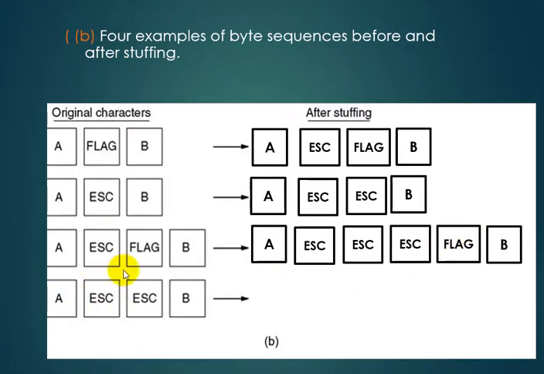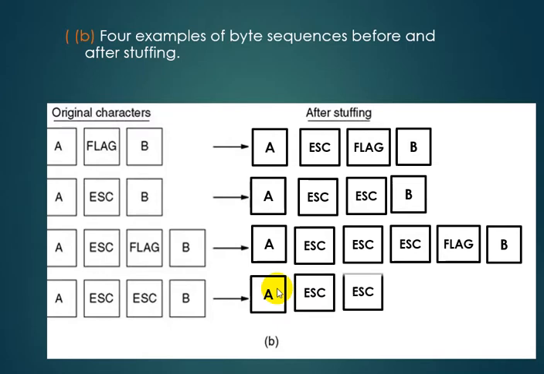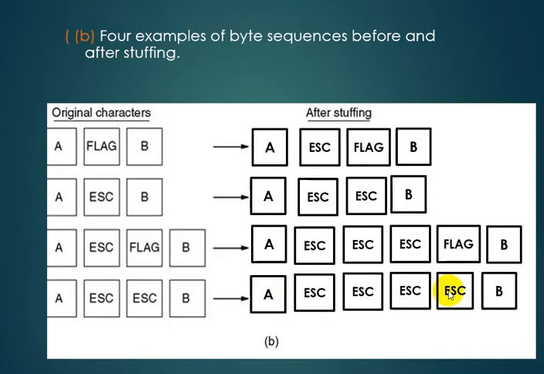Here two escape flags are present. So including A, before the original escape we have to include one more escape here. So A, escape, original escape, escape, original escape and B. So in total we will get 4 escapes. So this is what flag byte and character stuffing actually is.